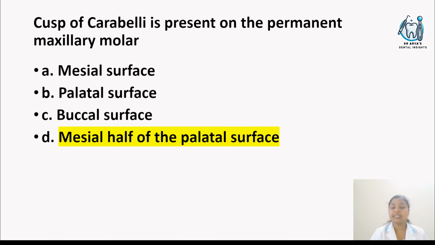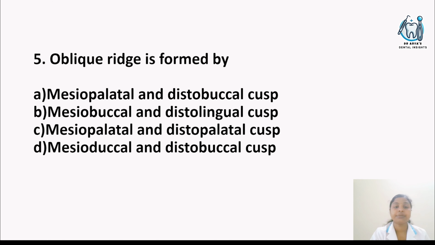And it is asked in another way: it is present on the permanent maxillary molar in which position? That is the mesial half of the palatal surface. That is the answer. Okay. Coming to the oblique ridge, formed by. It is seen in the maxillary first molar.